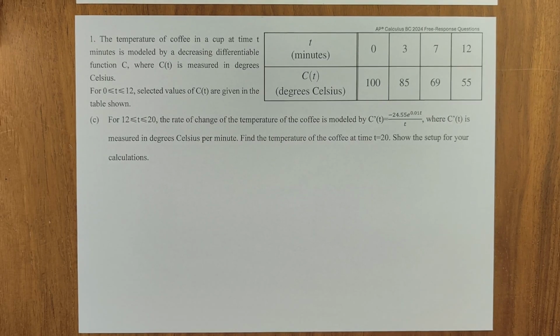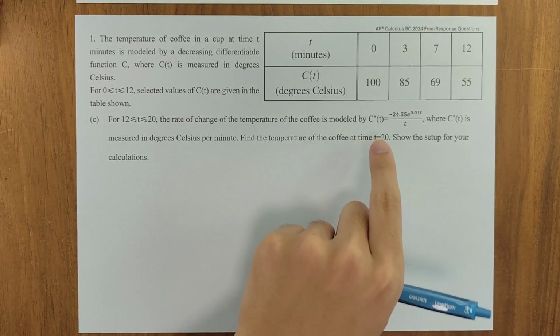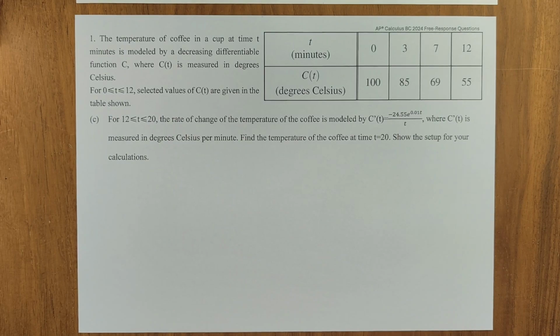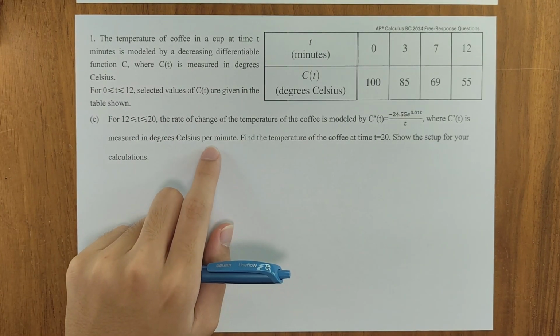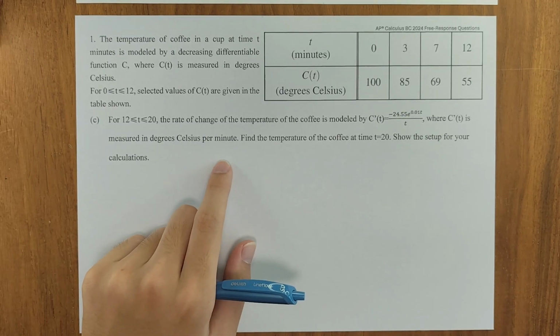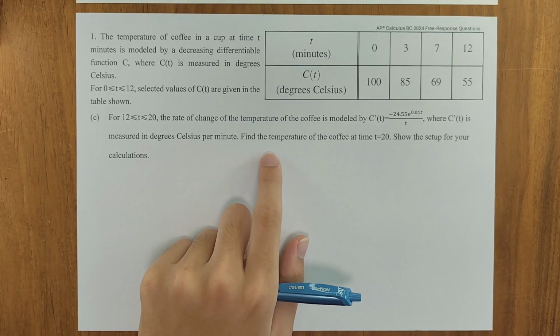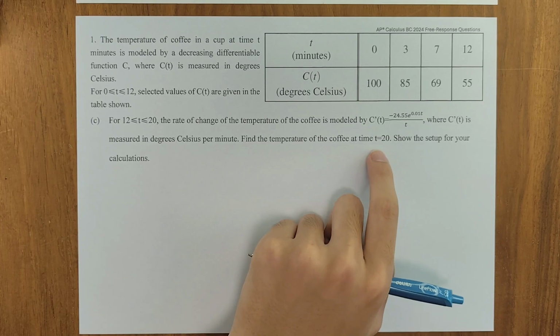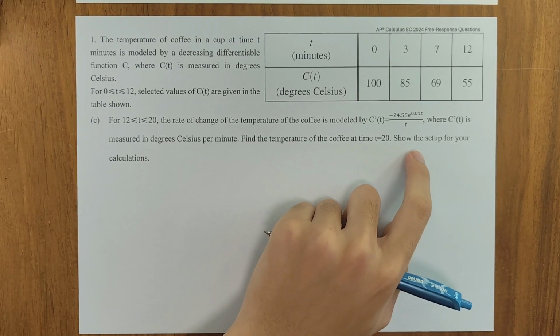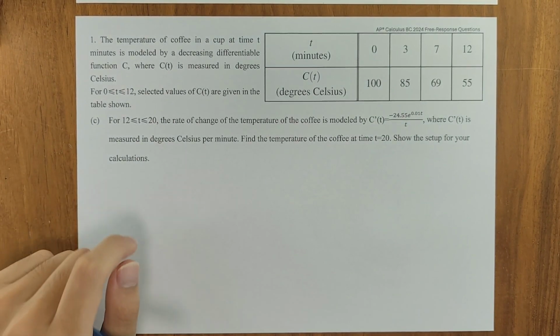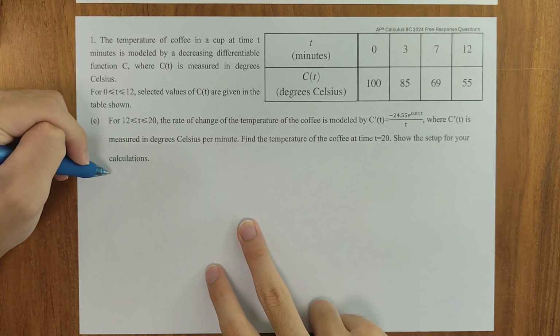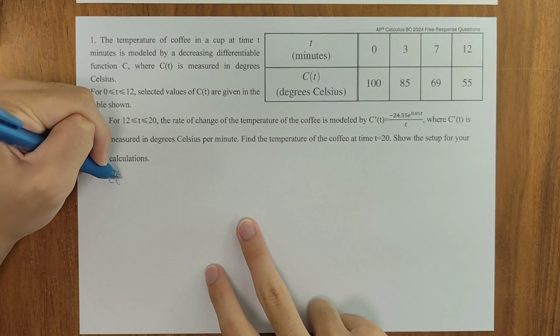Okay, question C. For t equals 12 to t equals 20, the rate of change of the temperature of the coffee is modeled by this function, C prime t, where C prime t is measured in degrees Celsius per minute. So this is the rate of the temperature. Find the temperature of the coffee at time t equals 20. Show the setup for calculations. Okay, so we're being asked to find what is C20.